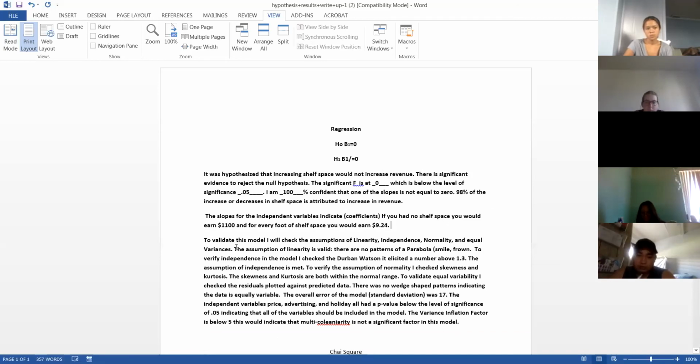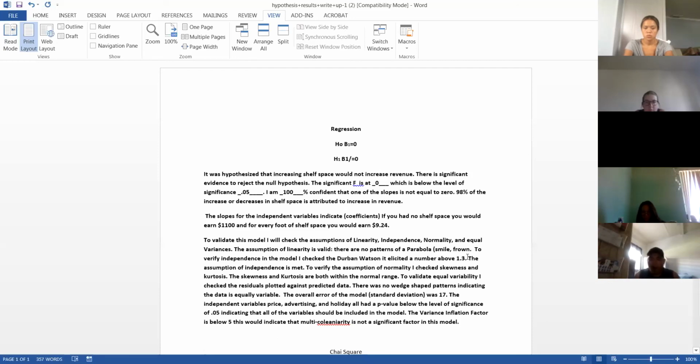With me? So that's our prediction right here. To validate this model, I will check the assumptions: linearity, independence, normality, equal variances. The assumption of linearity is valid. There were no patterns of parabolas, smiles, or frowns. To validate independence, I checked the Durbin-Watson. It elicited a number above 1.3.